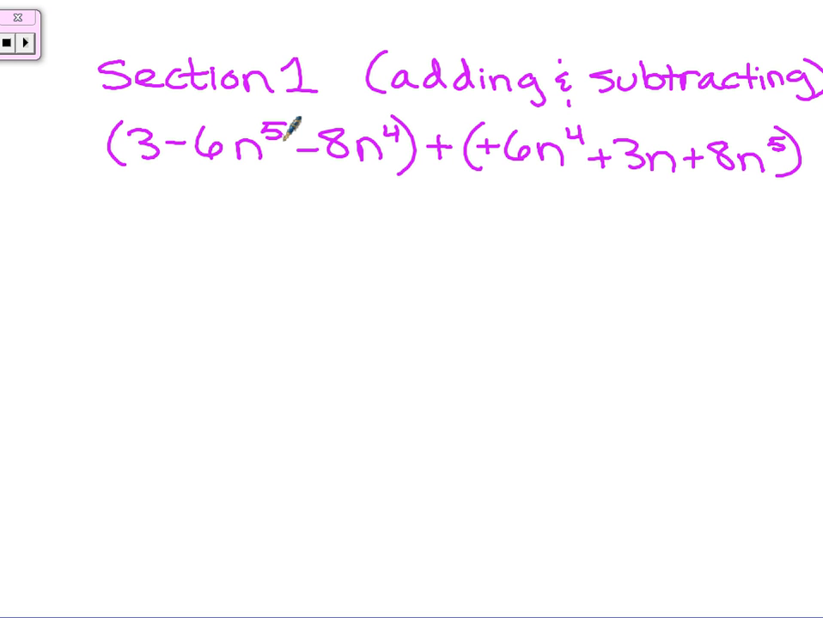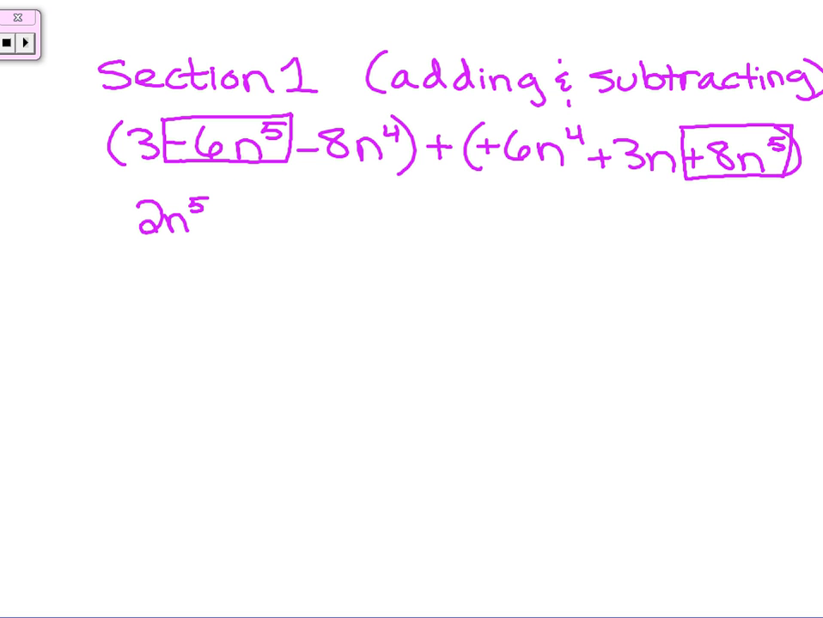So if you look here, you'll notice that 5 is my biggest exponent. So I'm going to start with this. I'm going to combine this guy with, if I look in the other polynomial, I have another n to the 5th. So I'm going to combine those. So negative 6 plus 8 is 2. So I have 2n to the 5th.